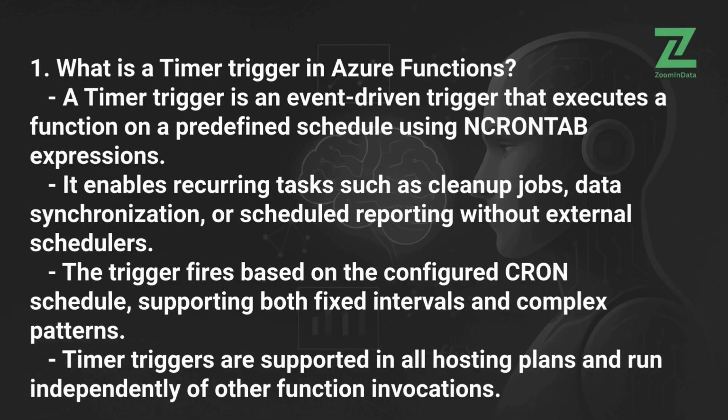1. What is a timer trigger in Azure Functions? A timer trigger is an event-driven trigger that executes a function on a predefined schedule using NCRONTAB expressions. It enables recurring tasks such as cleanup jobs, data synchronization, or scheduled reporting without external schedulers. The trigger fires based on the configured cron schedule, supporting both fixed intervals and complex patterns. Timer triggers are supported in all hosting plans and run independently of other function invocations.